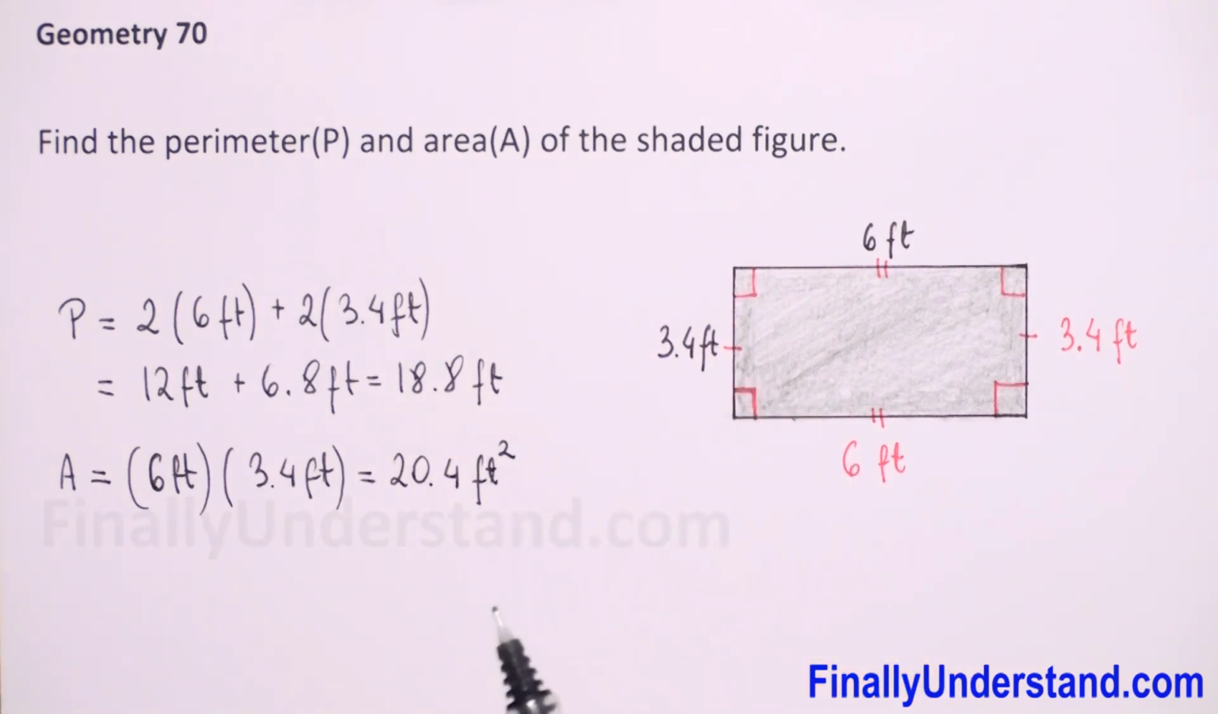Area is always measured in square units, and perimeter is measured in units of length. So this is my solution.